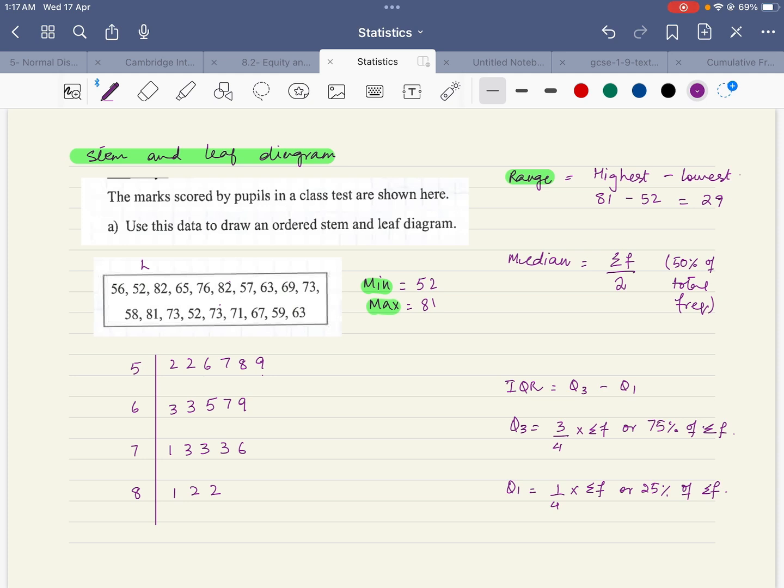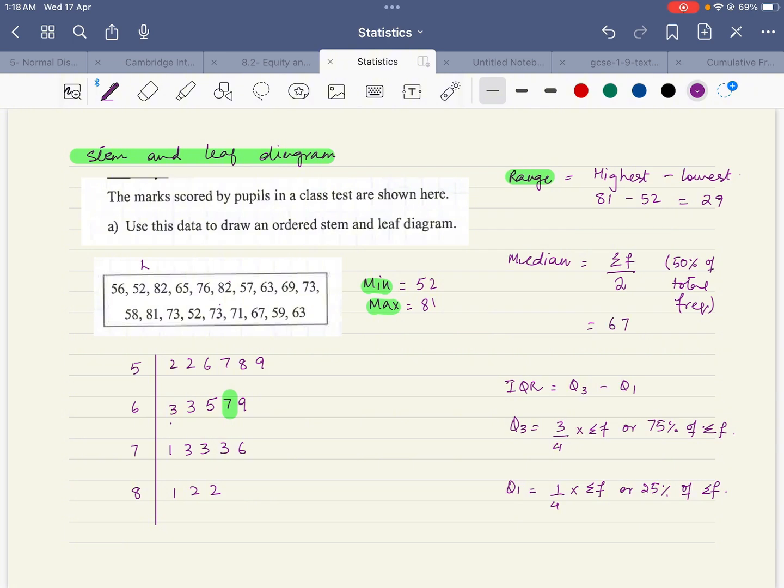let's cancel one from here, one in the stem and leaf diagram. 19 means 1, 2, 3, 4, 5, 6 cancelled, 7, 8, 9 cancelled, 3, 4, 5, 6, 7, 8, 9. These numbers are all cancelled. What remains in between? 7, 67. So the median is 67. This is in between. So this will be 67.